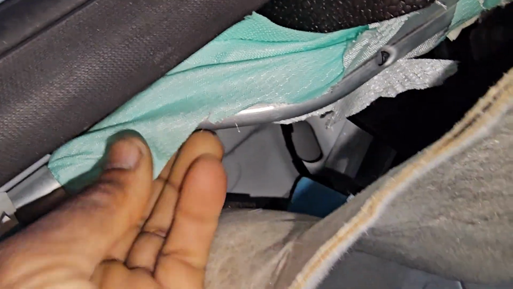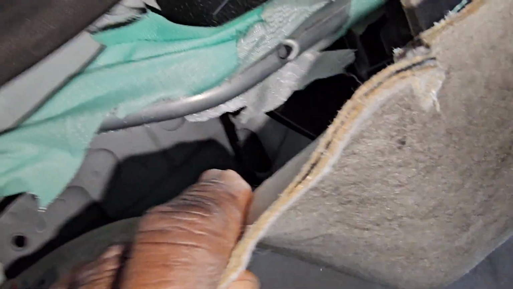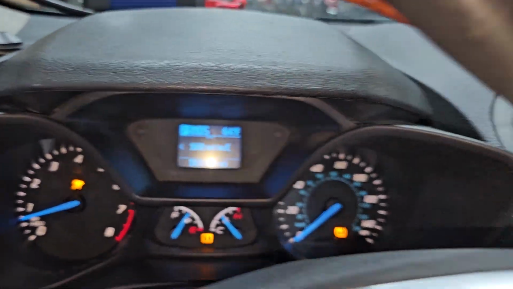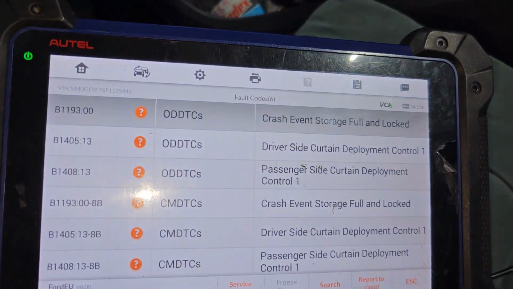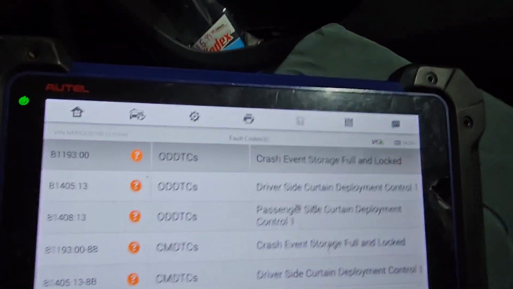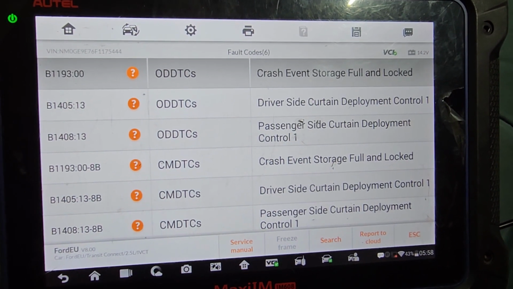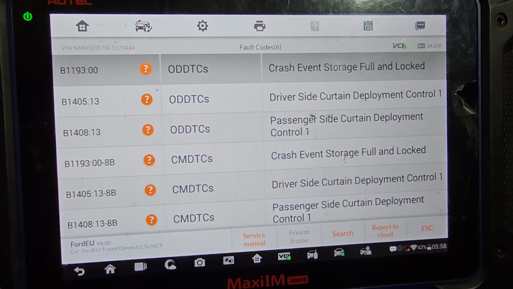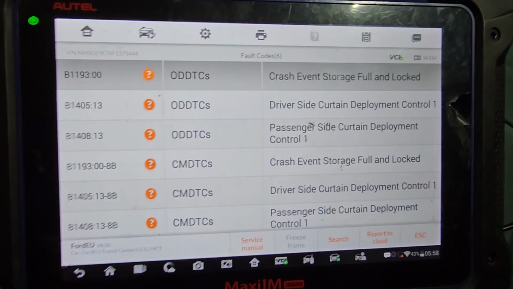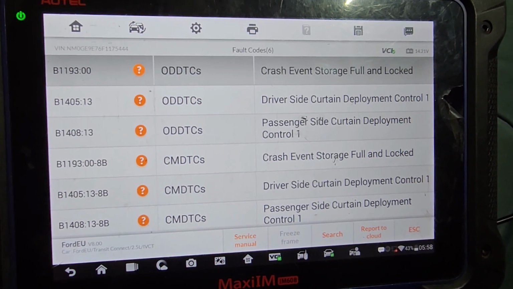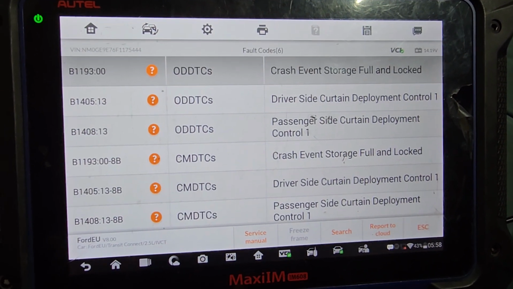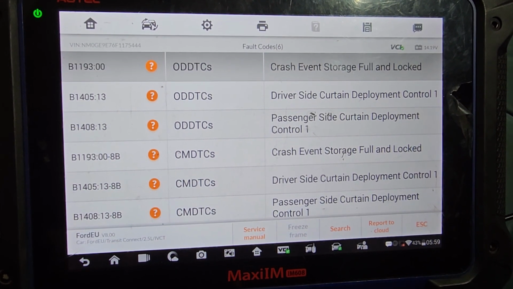See? Yeah, curtain airbag missing. Driver airbag missing. Okay, so we have two curtain airbags that are not good. The crash data has to be removed, and then we go from there. Wow. Stay with us, please. But we already know what's wrong in this car.